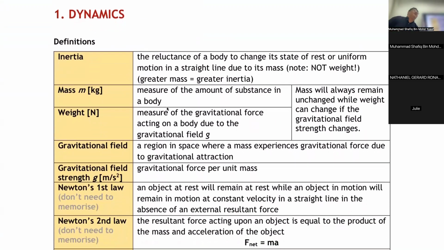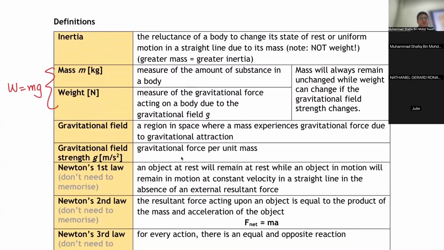Firstly, dynamics. The most important formula that you all need to take note of is W equal to mg, and that is how to calculate weight from mass. So W equal to mg. You all know where I am? This is physics notes, page 3.